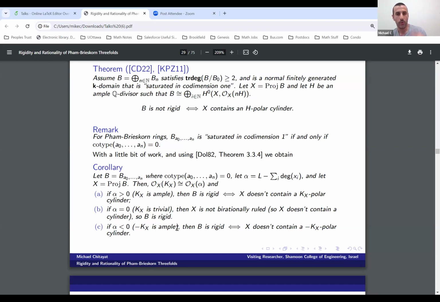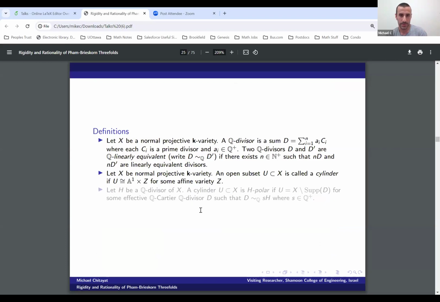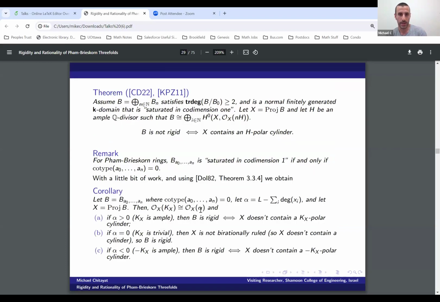So before I go and apply this to the case where n equals 3, any questions about any of this? The cylinder stuff, or the isomorphism of sheaves, or this equivalence by Kishimoto, Prokhorov, and Zaidenberg? Any questions about any of this stuff?